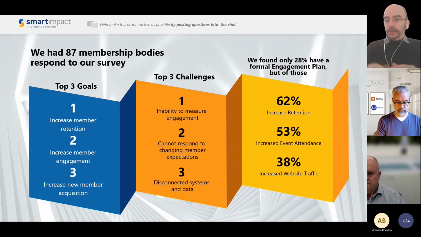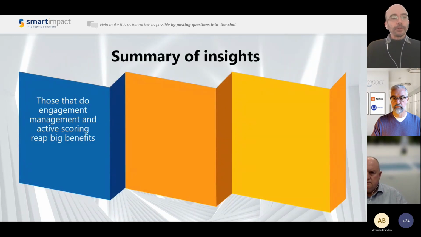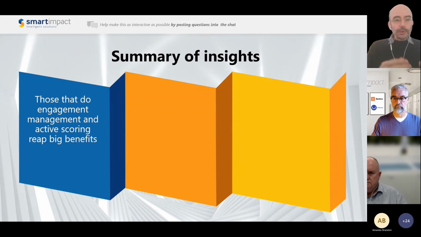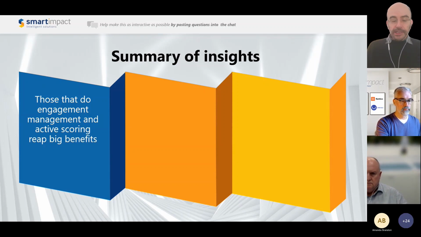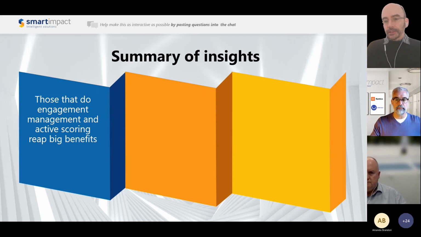What we found, though, is that of that minority that did have an engagement plan, the benefits were very significant. They responded that they felt it was having a huge effect on their retention, a really significant effect on their event attendance, and on people coming to the website and consuming content. So fairly obvious insights from that. First of all, if you do have an engagement plan and you are doing engagement management and active scoring, it can reap big benefits. Some of the things that the organizations are doing don't actually cost any money to do and don't need hugely sophisticated systems to do. It's just putting your effort in the right place. We're going to talk about that a little bit later.